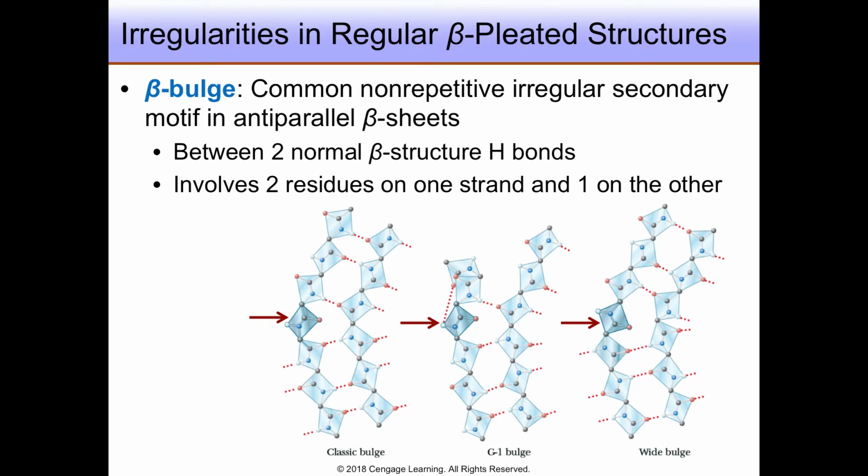As we saw that there are irregularities in the structure of the alpha helix, so we also find irregularities in beta-pleated structures. What is known as a beta bulge can occur in antiparallel beta sheets, where a hydrogen bond involves two residues on one strand and one residue on the other. A classic beta bulge is illustrated on the far left, and other types of beta bulges are also shown.